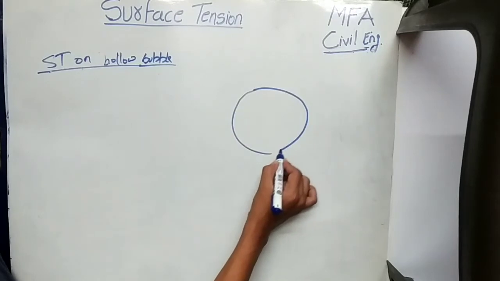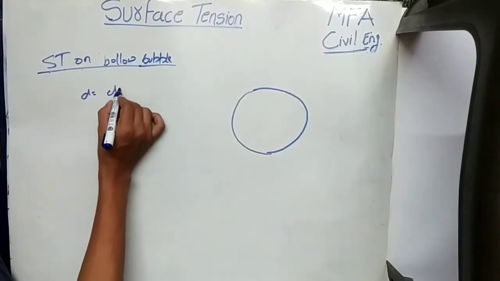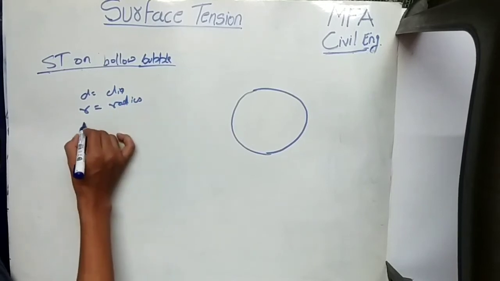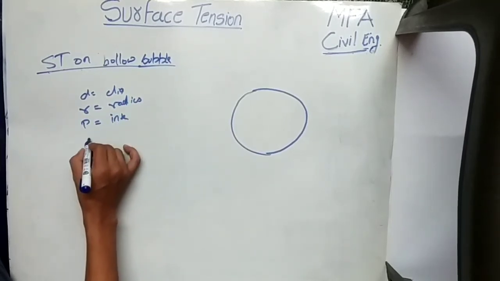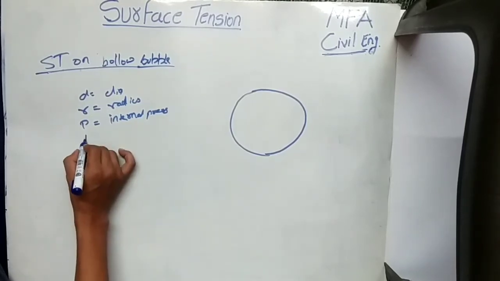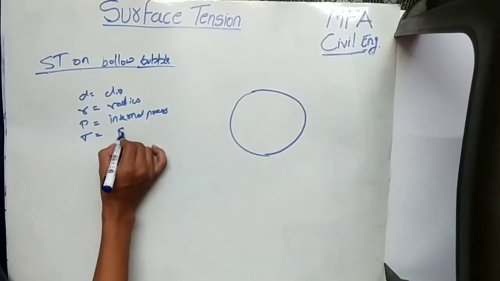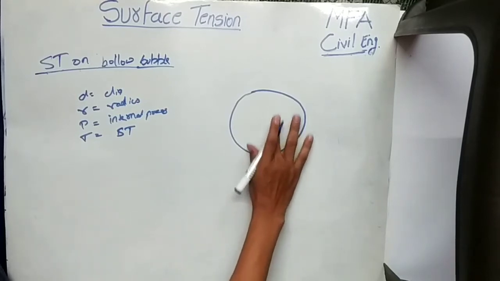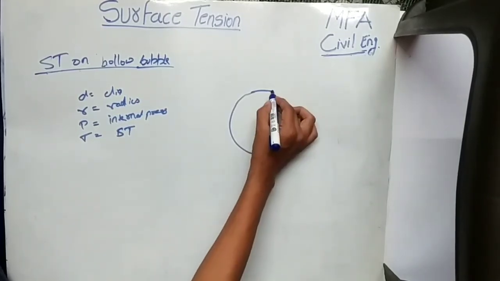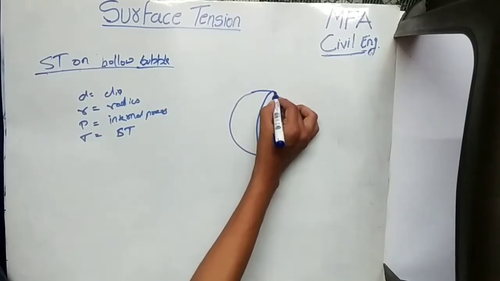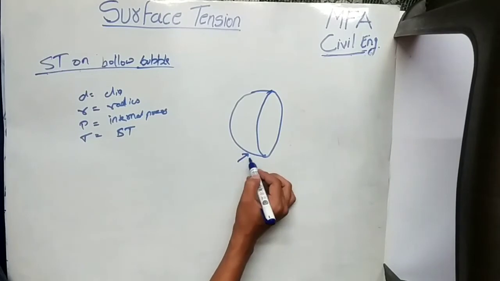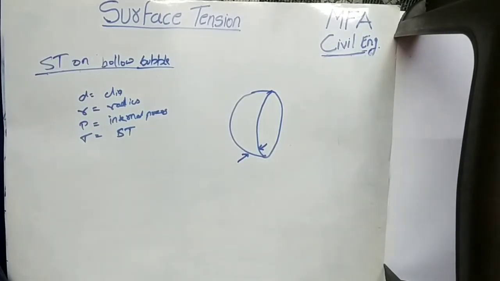Consider a spherical bubble of diameter d, where r is the radius, p is the internal pressure, and sigma is the surface tension. Now, when we cut the bubble into two equal halves, the bubble appears like this. In this situation, the bubble has two surfaces.